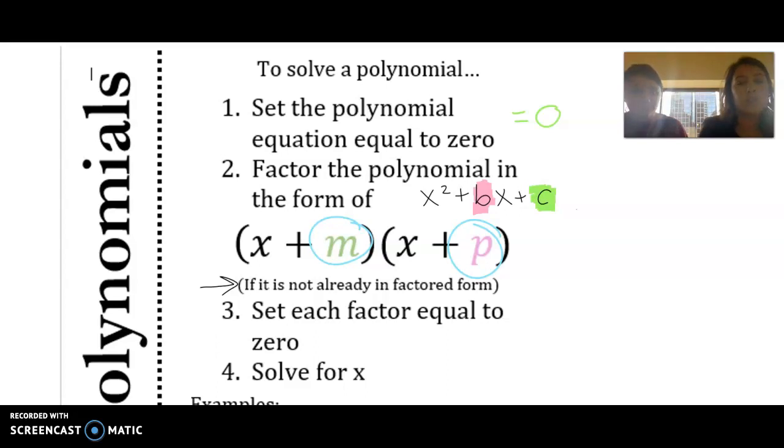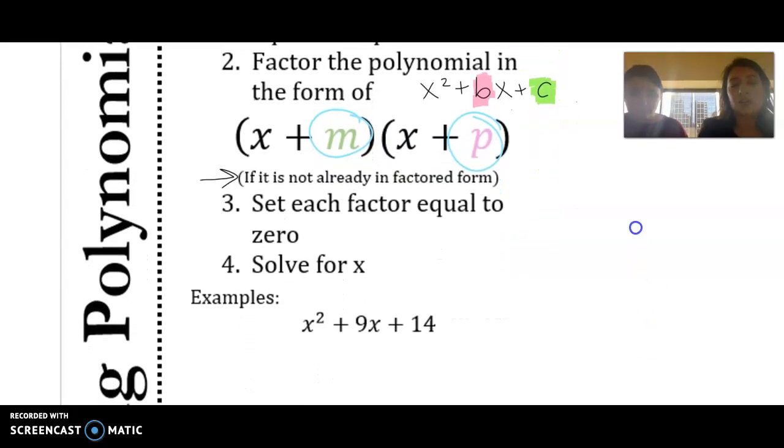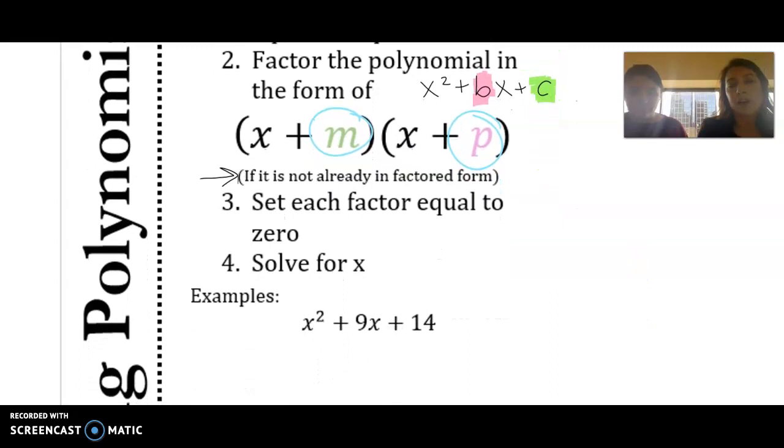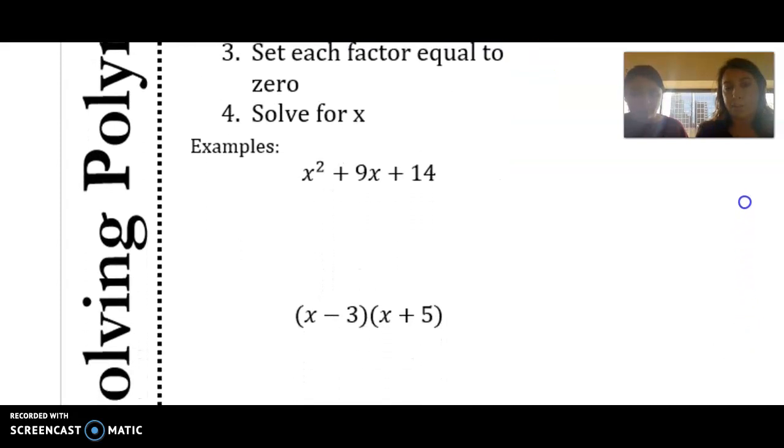Step number 3 says to set each factor equal to 0. So that whole x plus m, we set it equal to 0. X plus p, we set it equal to 0 as well. And then last but not least, solve for x. Okay, I know that's a lot of steps. We're going to go ahead and go through it together.